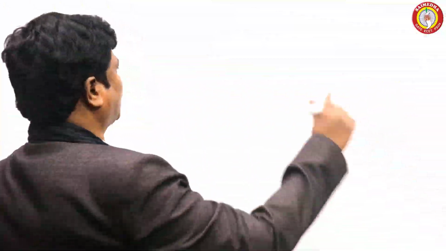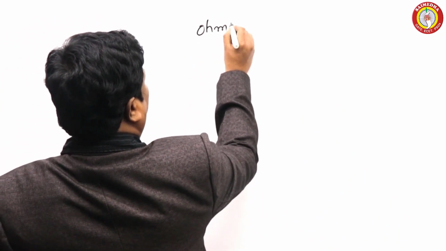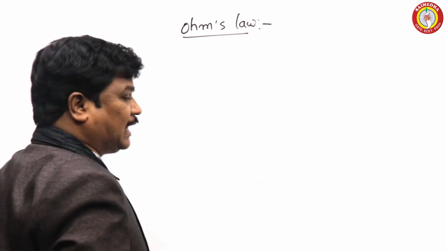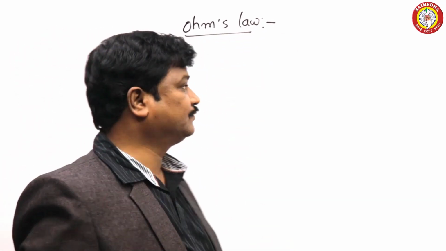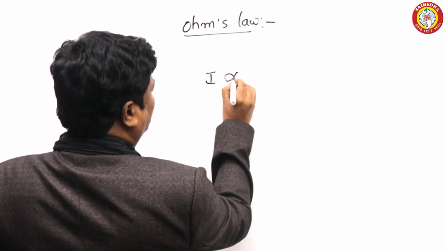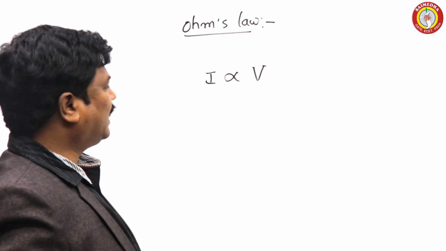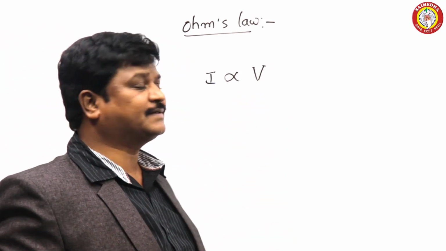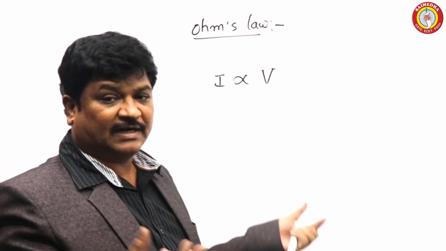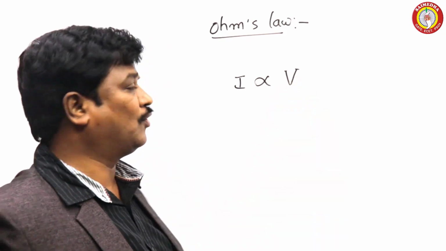Now coming to Ohm's law. Before solving some problems, the basic laws we have to know. Popularly we are using Ohm's law and Kirchhoff's laws. Coming to Ohm's law, the current is directly proportional to the potential difference V, voltage. I already told you in the previous classes, water flow is a current, potential difference is the energy. If this is more, current is also more.